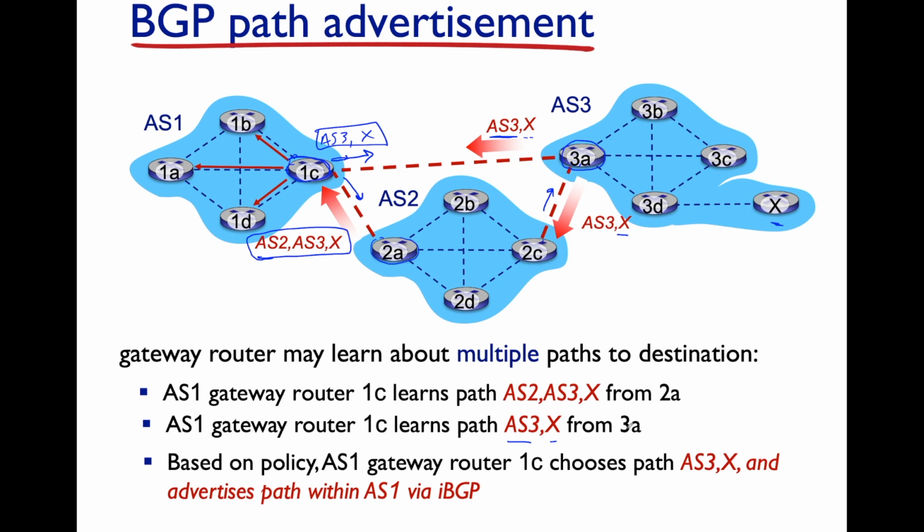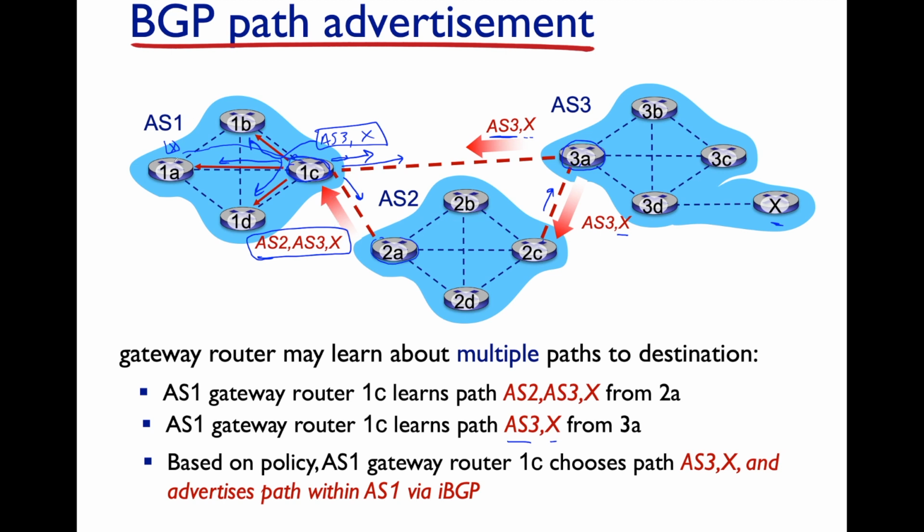Okay, so let's say based on policy, AS1's gateway router 1C chooses the path directly to get to AS3, and it advertises a path within AS1 via iBGP. So that means if it selects this direct border with AS3, it'll send this AS3 X message to each one of the routers within the autonomous system using iBGP. So that means now every router that manages a subnet, if it gets a datagram and that destination address is X, it's going to forward it to this border gateway, and it's going to go out this edge to get to 3A in order to forward to subnet address X. Okay. So this is all based on policy.